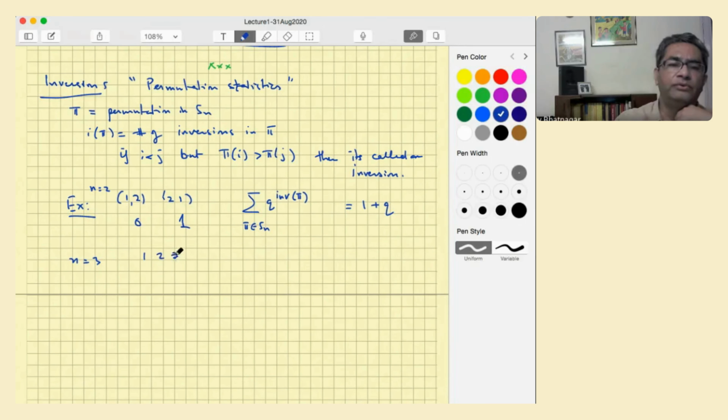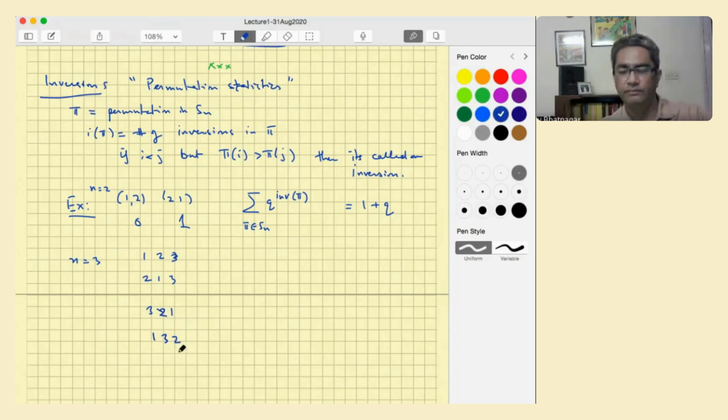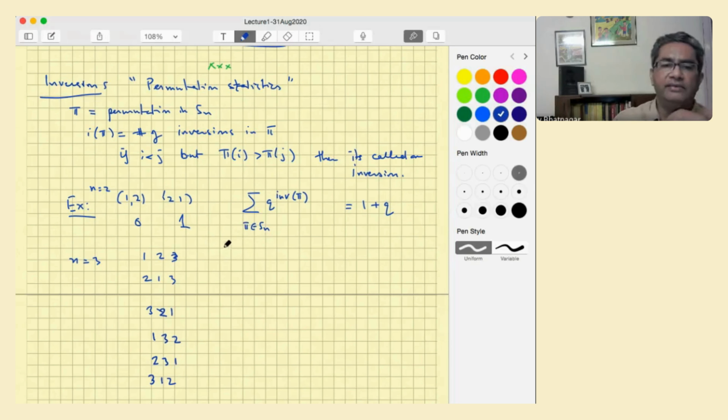So there's 1, 2, 3, then 2, 1, 3, then 3, 2, 1, then 1, 3, 2, then 2, 3, 1, and 3, 1, 2. I think I've listed all of them. Okay, so these are the permutations pi.